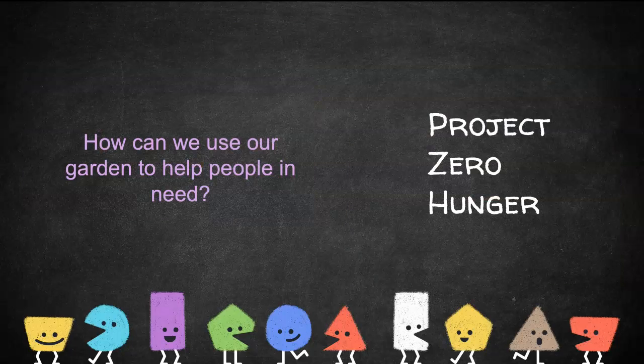So then our big thing that we talk about is Project Zero Hunger. And the kids know that very well because we've talked about it since August, since the first week of school. So then we can talk about how can we use our garden to help people in need. And the kids should know the answer to this question because we've been talking about it for a while, but we would reevaluate it and bring it a little bit more into poverty and what we were discussing this week.